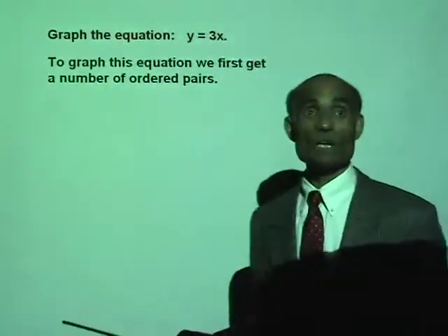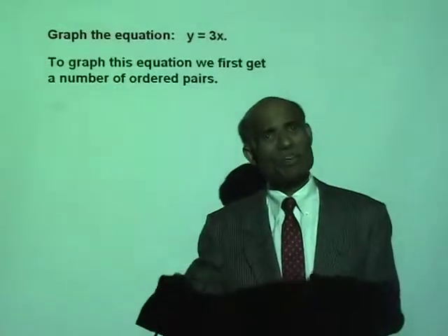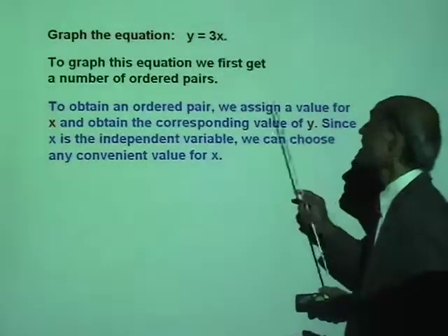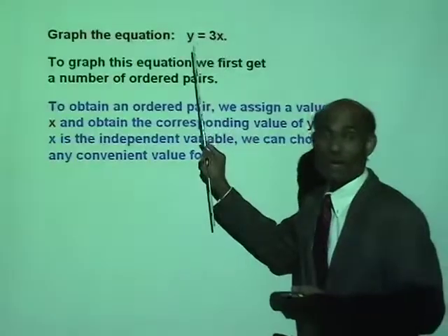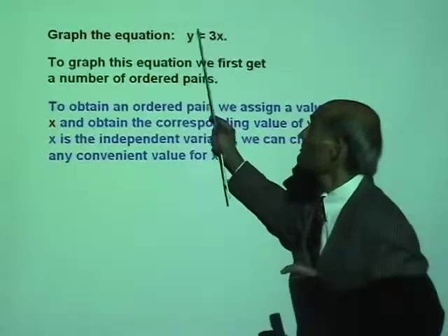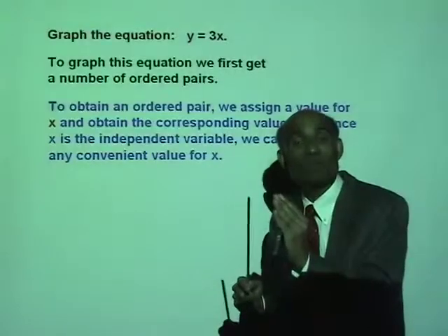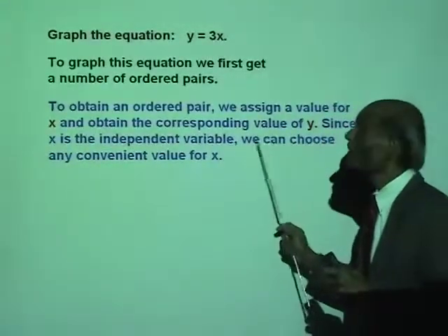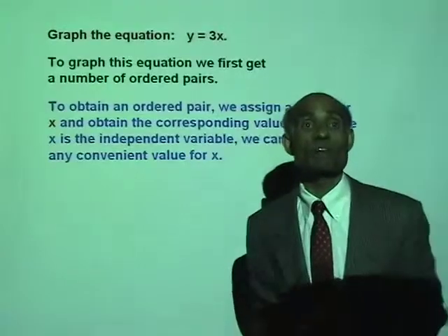Let's graph it. To graph this equation, we first get a number of ordered pairs. How do we get the ordered pairs? Now, this is how we get ordered pairs. To obtain an ordered pair, we assign a value for x and obtain the corresponding value of y. Well, that's something that you know. If x equal to 1, that means you walk 1 kilometer, what is the value of y? Then y will be equal to 3. So when x equal to 1, y equal to 3, you have one ordered pair. So, since x is the independent variable, we can choose any convenient value for x. And then we find the corresponding value for y.